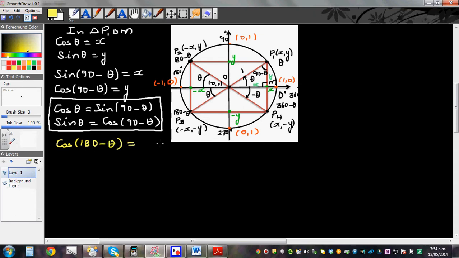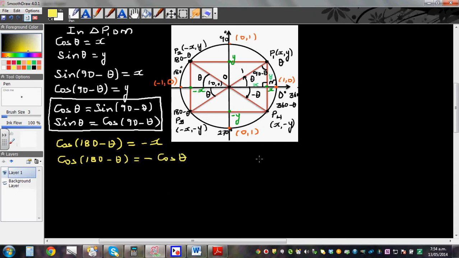Cos 180 minus theta is the x coordinate when the particle has moved 180 minus theta degrees. That means you're talking about the point P2. At P2, the particle has moved 180 minus theta degrees. So what's the x coordinate? That is negative x. And what is x? X is cos theta. So we have proved a very interesting result. Cos 180 minus theta is equal to minus cos theta.